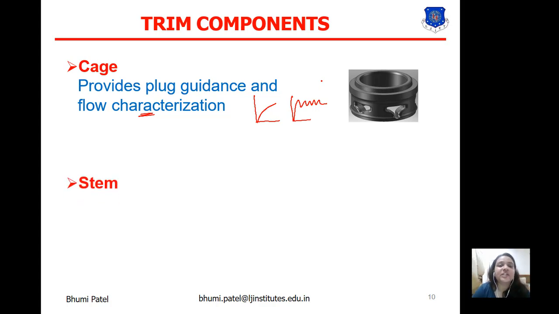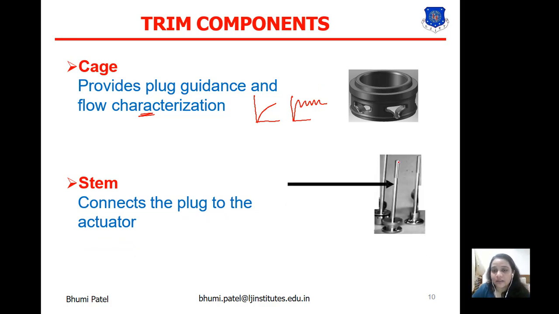Now what is the stem? It connects the plug to the actuator. So this is the stem. Here the actuator is connected, and at the below part of the stem the plug is always connected.